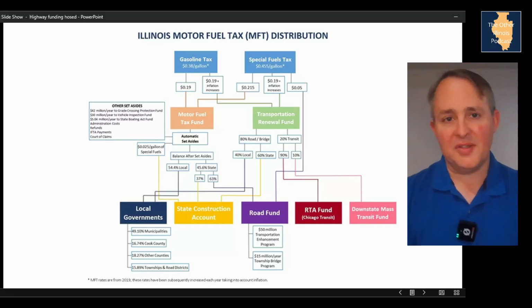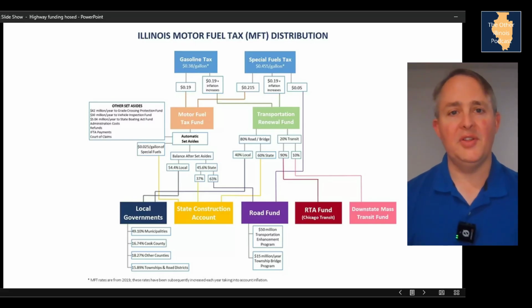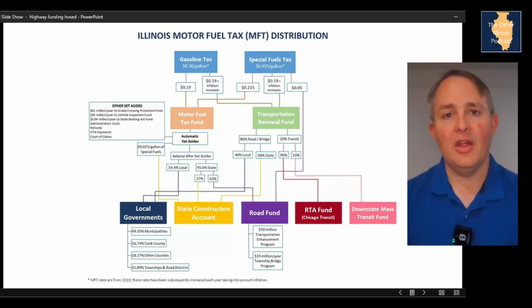And what is in the remainder is split 2/3 going into the road fund, 1/3 going into the state construction account. Now, the road fund is what has been directly impacted by legislation that was passed in 2025. So I want to highlight that. The road fund receives one pot of money from the motor fuel tax fund. Now, the Transportation Renewal Fund is basically supposed to be split up 20% to mass transit districts and another 80% to roads and bridges. And then that gets broken out: 60% goes to the state, 40% goes to local governments directly.